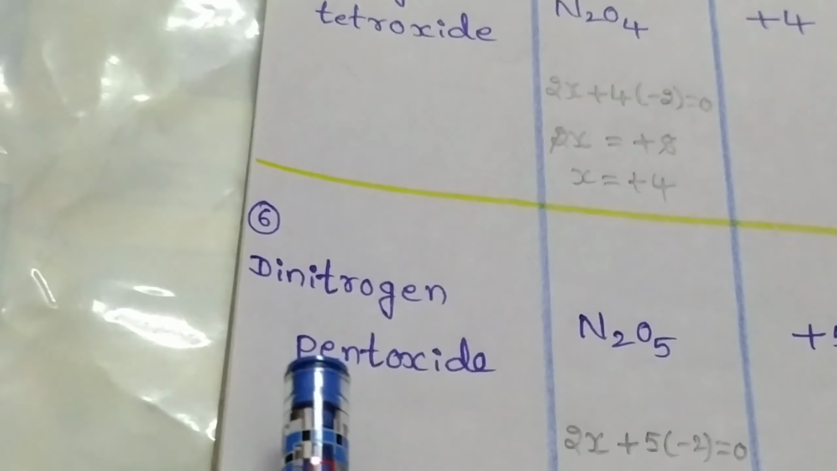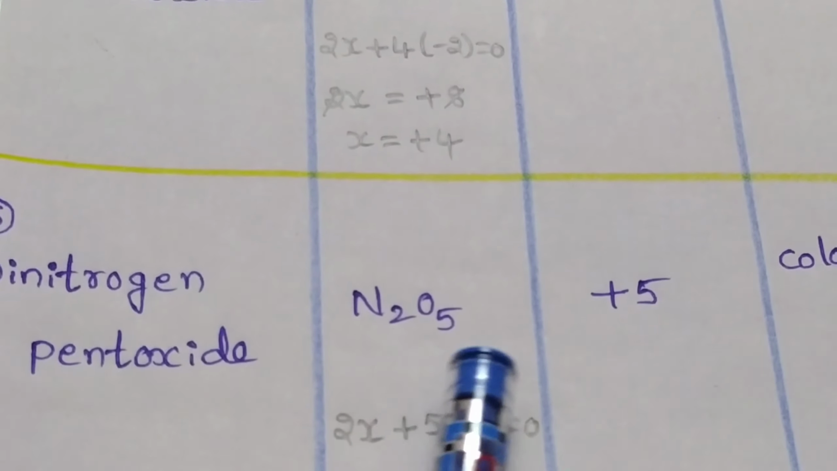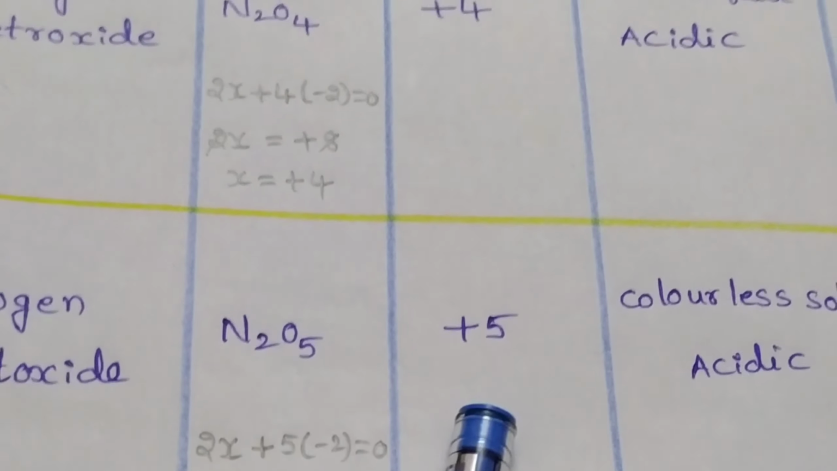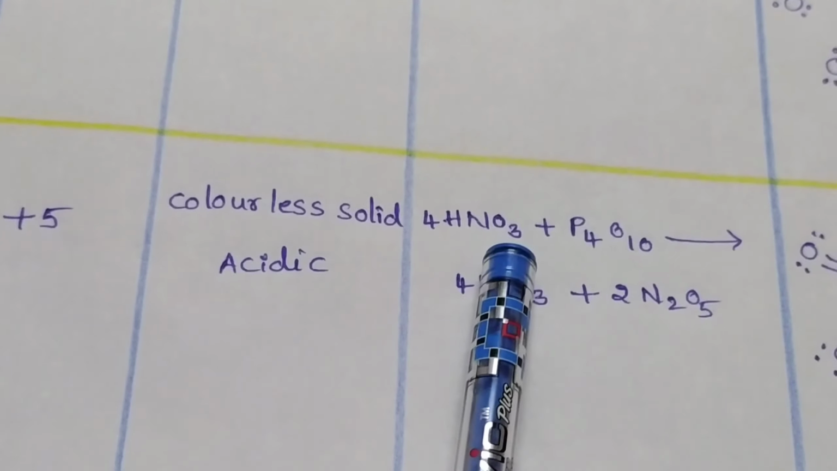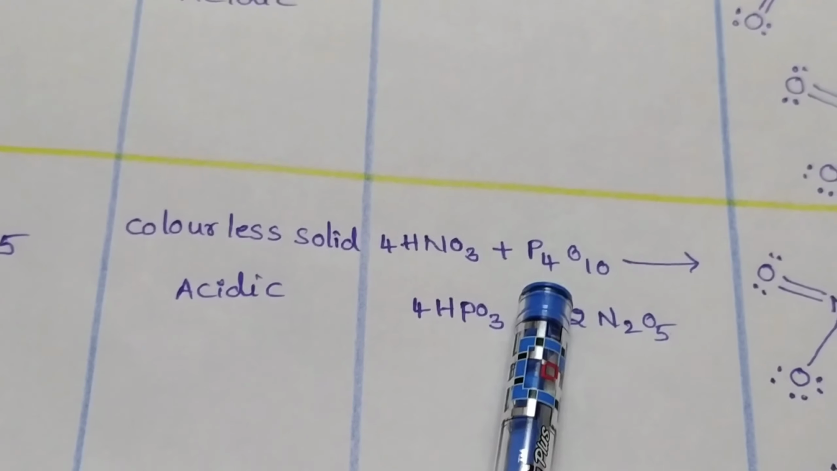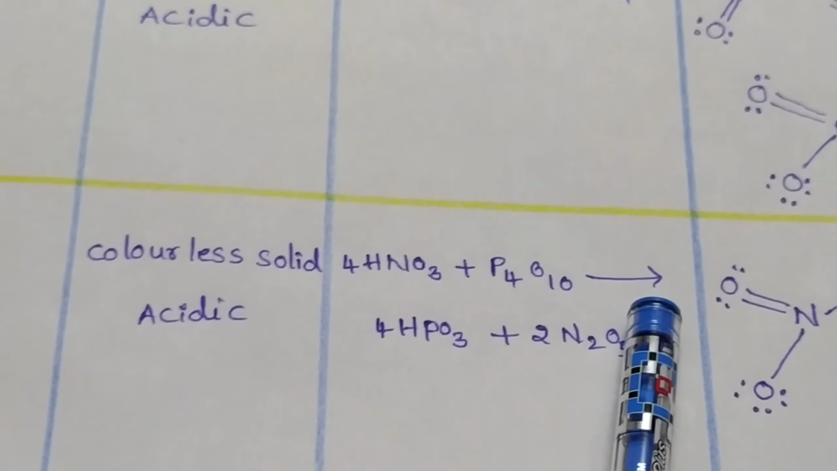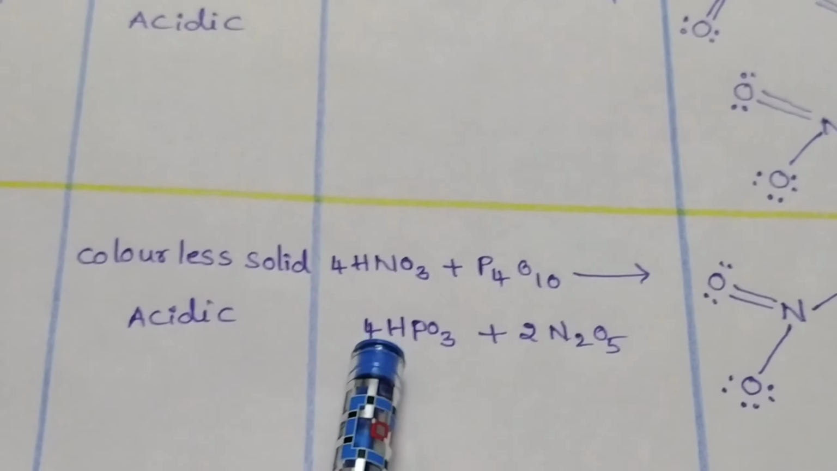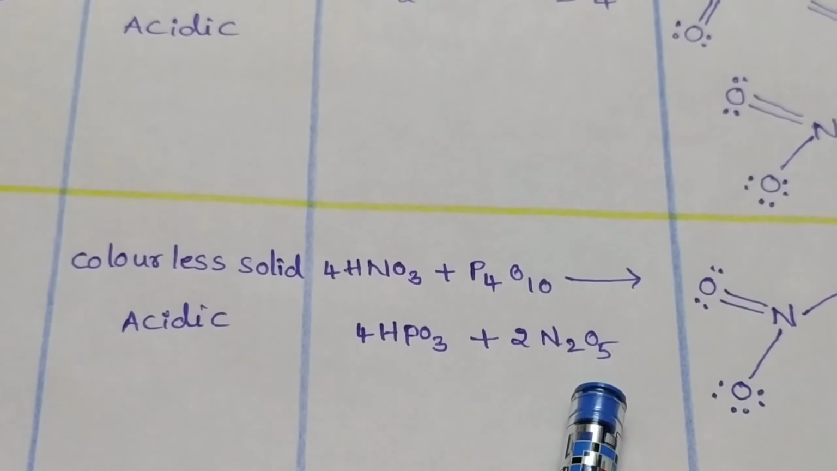Now we discuss dinitrogen pentoxide. Formula N2O5. Oxidation state is +5. This dinitrogen pentoxide is a colorless solid. It is acidic in nature. Preparation: when nitric acid is reacted with phosphorus pentoxide, which is in dimeric form, it undergoes a chemical reaction to form metaphosphoric acid and dinitrogen pentoxide.